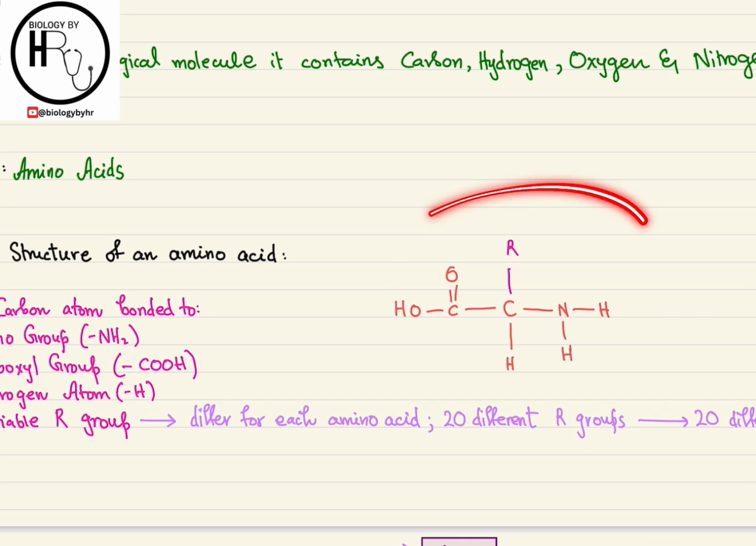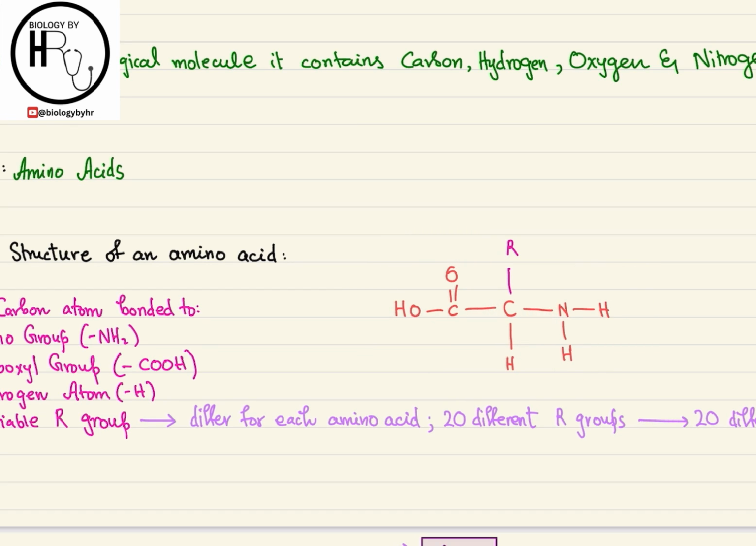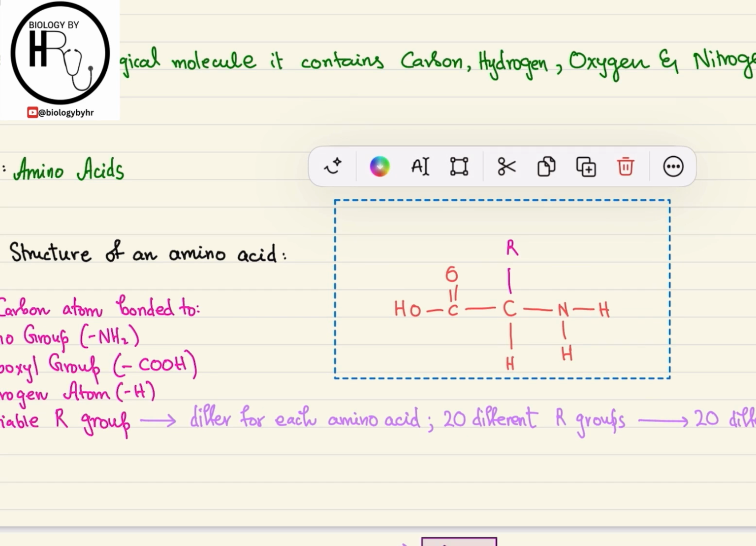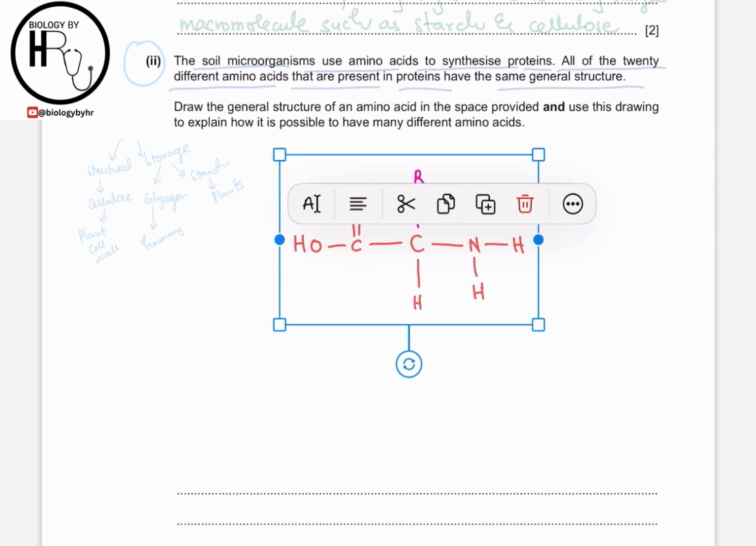So this is the general structure of the amino acid. We have a central carbon which is attached to the amine group, the carboxylic acid group or carboxyl group, and the hydrogen atom, and then there is this R group. Now all of the variability actually depends upon the R group. Let me paste it over here.